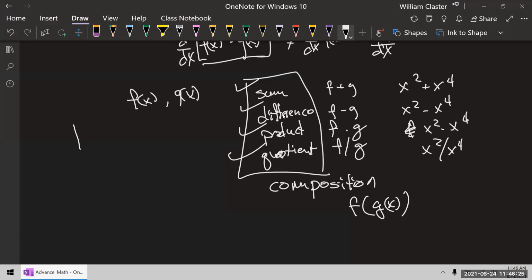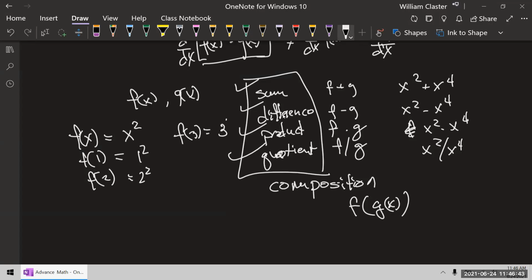Let's suppose that f of x is equal to x squared. Okay, so I can say, well, what is f of 1? And everybody knows the answer, it's 1 squared. What is f of 2? Everybody knows the answer, it's 2 squared. What is f of 3? It's 3 squared. What is f of 10? It's 10 squared. What is f of a? It's a squared. What is f of b? It's b squared.